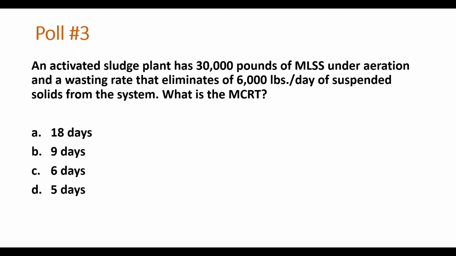Let's do a third poll. For this one, you can just put a letter in the chat. So we have an activated sludge plant that has 30,000 pounds of MLSS under aeration and a wasting rate that eliminates 6,000 pounds per day from the system. What is the MCRT? Remember what I told you? If you just answer 5, you get 100%? Well, in this case, it's also true, because 30,000 divided by 6,000 equals what?